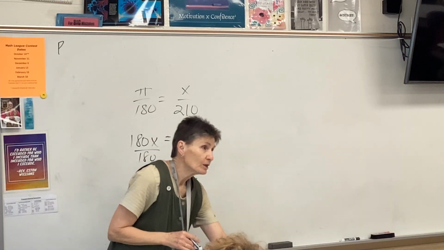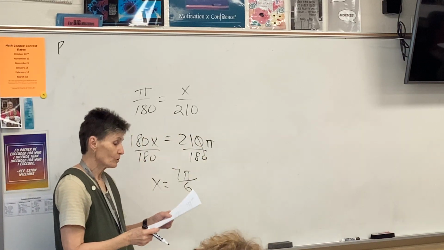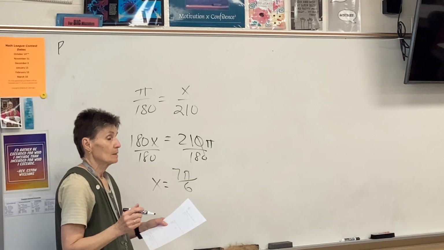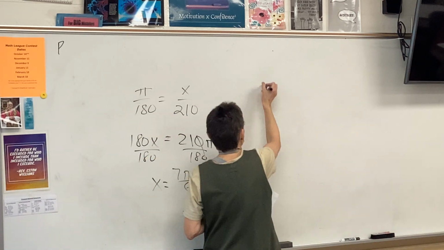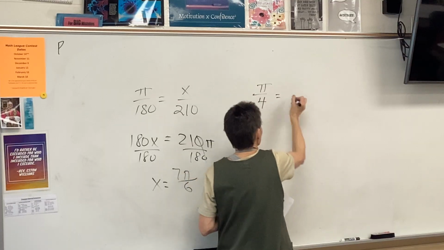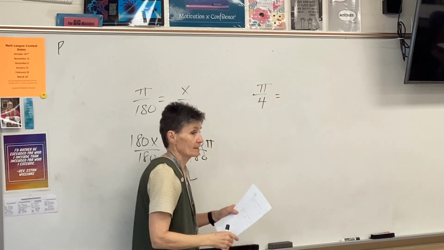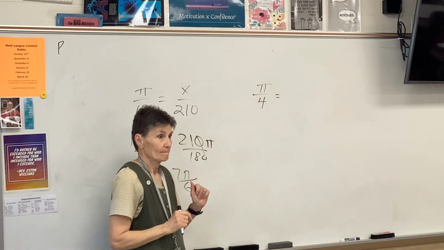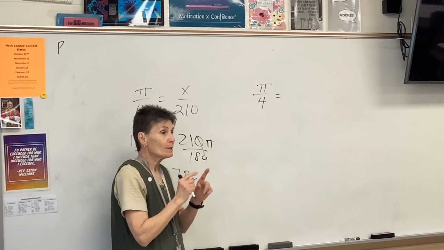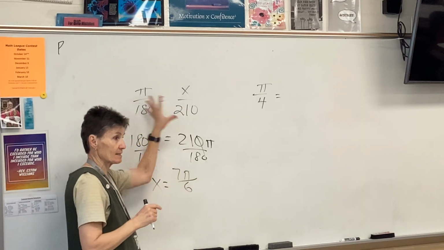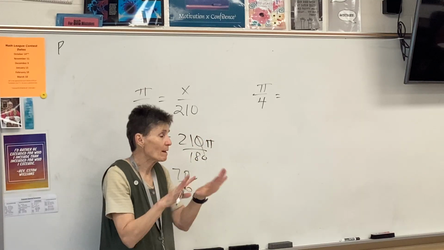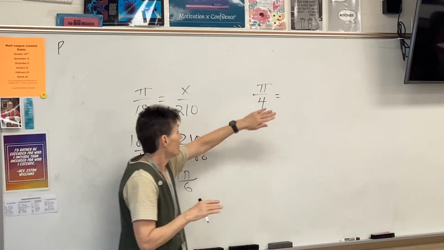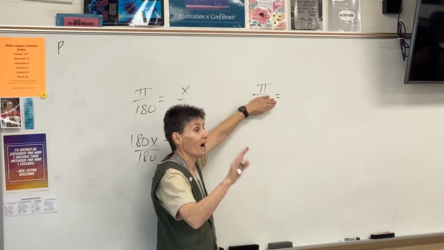All right, now we're going to go the other way. Look at part 2. Now, you want to change pi over 4 into degrees. You can set up a proportion like this if you want to, but don't, because it's way more work than you need to do. What is a whole pi?